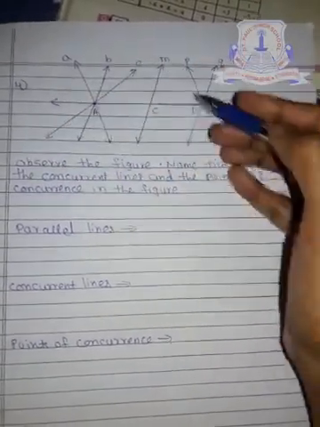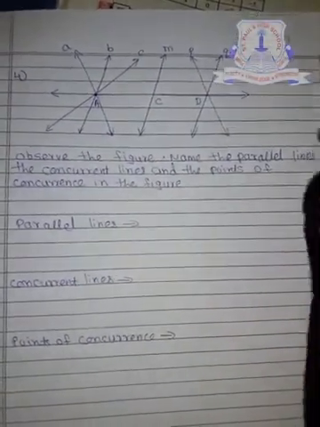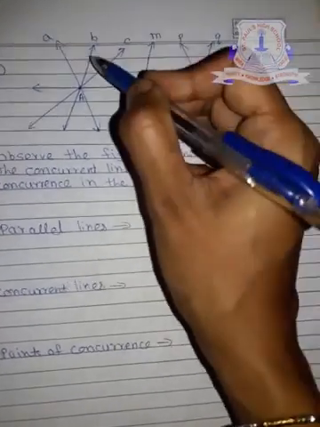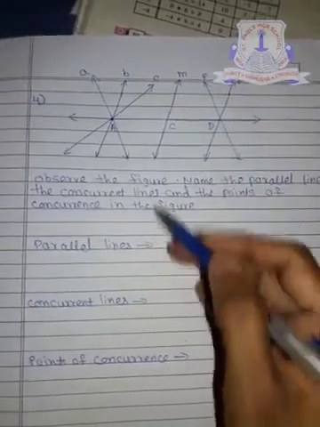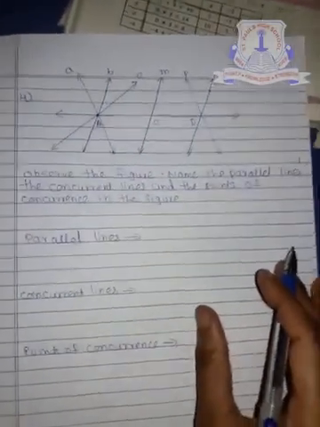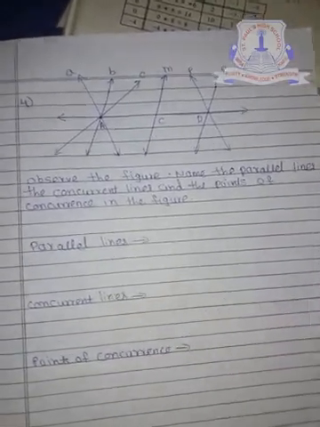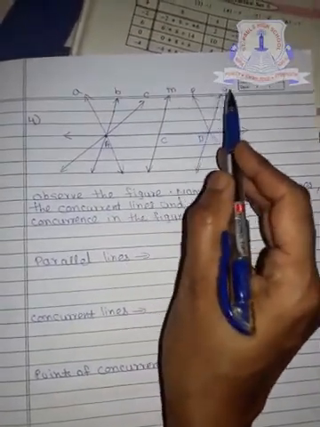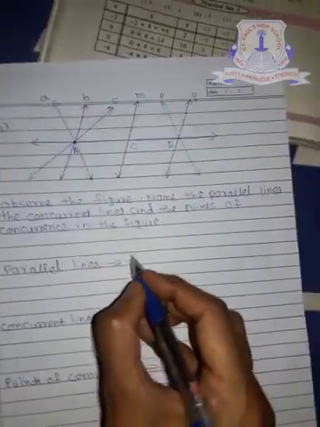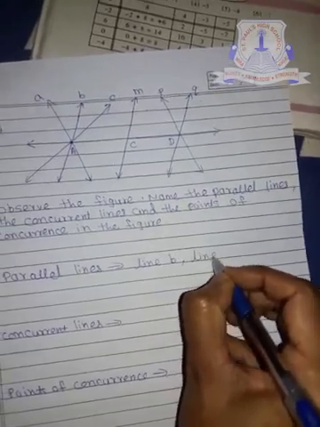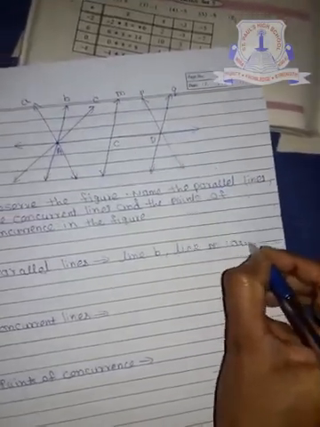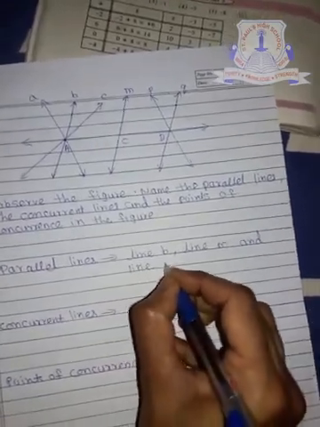If I extend all these lines, they are going to intersect each other at some point. But if I extend line B, line M and line Q, these lines are not going to intersect each other. So these three lines, line B, line M and line Q, are the parallel lines.